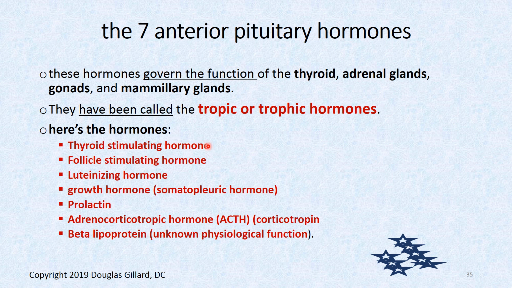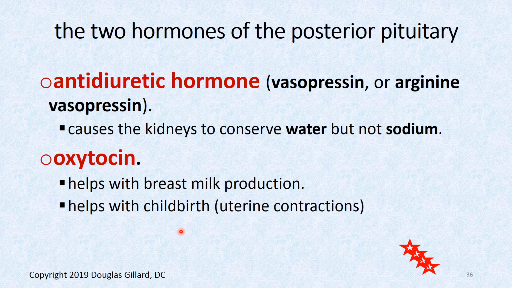Thyroid stimulating hormone, follicle stimulating hormone, right? FSH, TSH. I didn't put the abbreviations. You probably know these already. Luteinizing hormone, LH. Growth hormone, GH, sometimes called somatotropic hormone. Prolactin. ACTH, adrenocorticotropic hormone, sometimes just called corticotropin by itself. One weird one called beta-lipoprotein. We don't really know a lot about that yet. There's some theory on it, but we're not going to go that crazy into that.